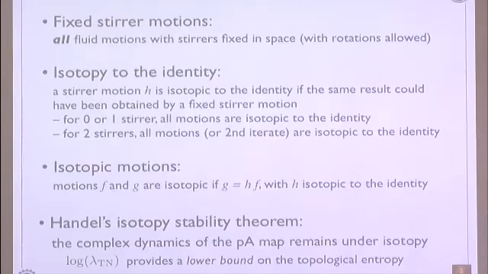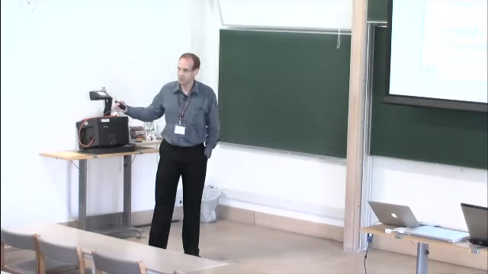And the real power in applying this to a fluid, as Jean-Luc pointed out, is Handel's isotopy stability theorem, which says that these complex dynamics that exist in this idealized map or diffeomorphism from the Thurston-Nielsen representative remain under isotopy. It can only get more complicated. So if we look at the growth rate of material lines, or the log of that growth rate, the topological entropy, then that really provides a lower bound on what's happening in our real fluid. Because this is from a topological point of view, of course, it doesn't give us any indication about the size of the measure on which this applies.